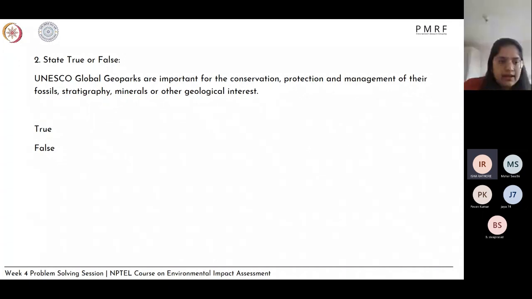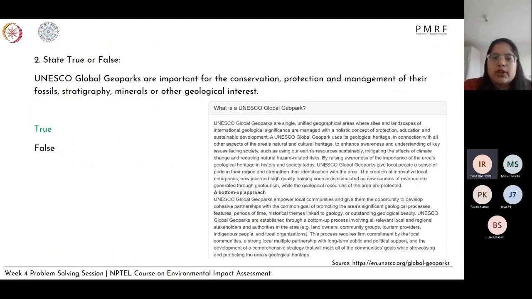Okay. Yes, we have an answer. True is correct. Yes, geoparks are important for conservation, protection, and management for all the natural and cultural heritage of that area. And this is from the Global Geopark site from UNESCO, and they also talk about the same thing, that they are sites and landscapes of international geological significance, managed with a holistic concept of protection, education, and sustainable development. So moving on to question 3.